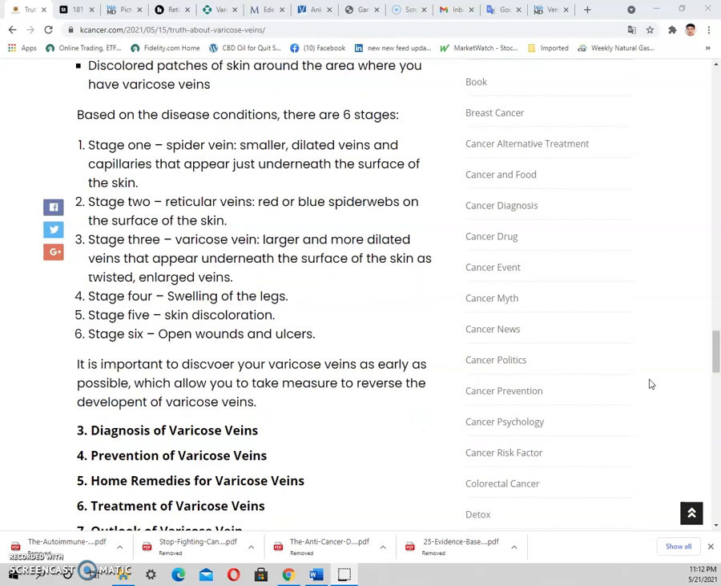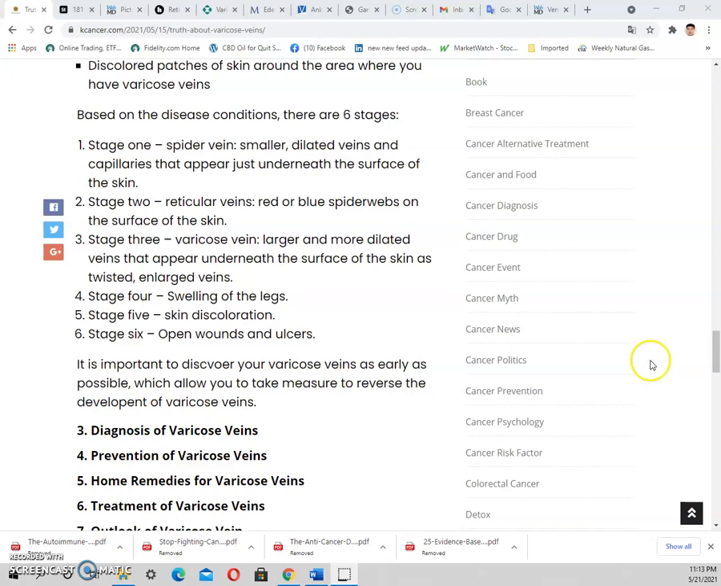Stage 1 is a very early stage. You only have spider veins, because the veins look like a spider's web, so if you don't look very carefully, you may not see it. If you don't take action in stage 1, then the disease can reach stage 2, usually called reticular veins. That is, many spider veins fuse together and become reticular veins.